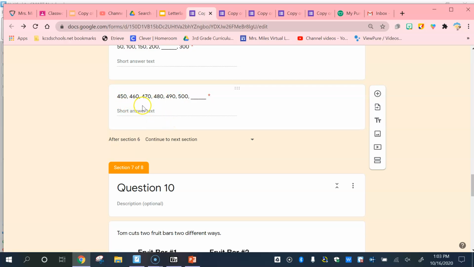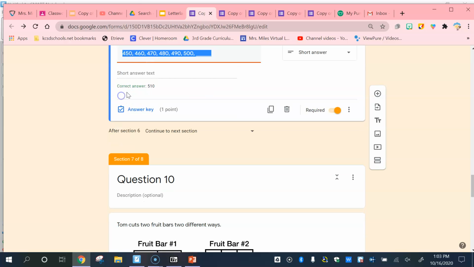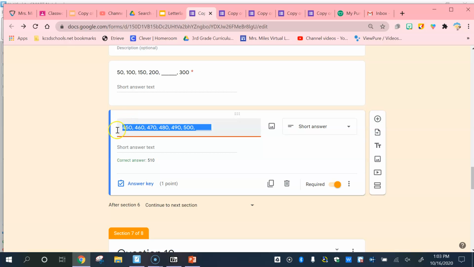And right here, the ones place is staying the same on the pattern. But look at the tens place, it's moving. Let's check the hundreds. Oh, and the hundreds is going the same. So it must be our tens that's having a pattern. So let's count by tens and figure out what the last one is. 450, 460, 470, 480, 490, 500, 510.